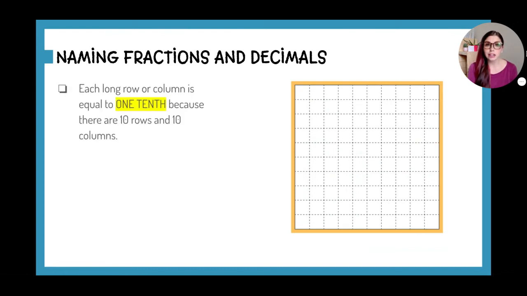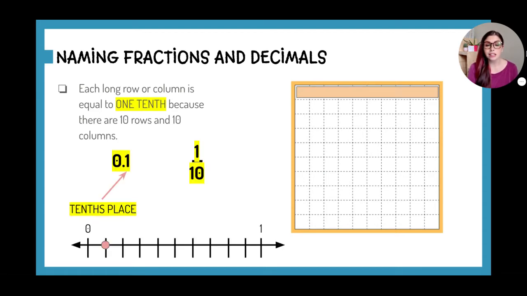So let's take a look at that hundreds flat that we're imagining is actually a ones cube, remember. So each long row is going to be equal to 1/10 because there are 10 rows and 10 columns. So I can highlight one column here, and this means 1/10, or I could reverse the column and do it horizontally. It means the same, 1/10.